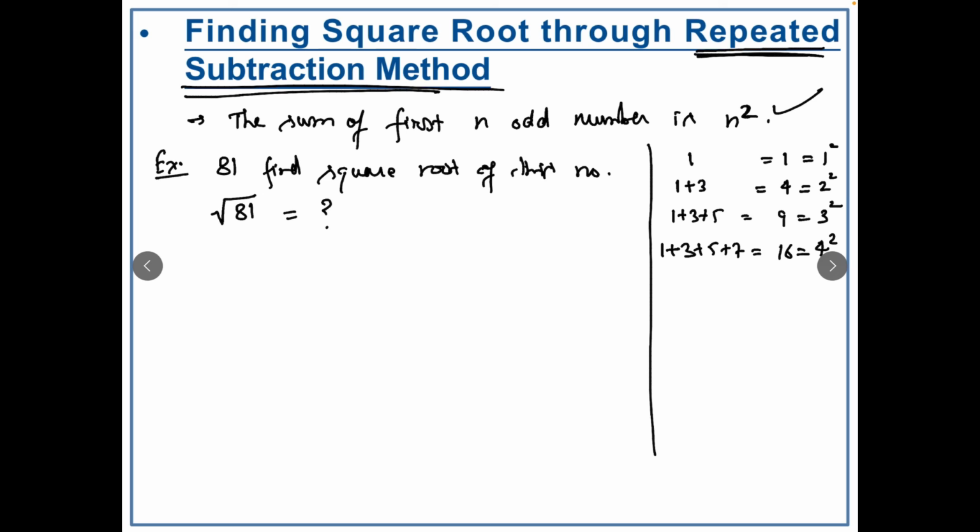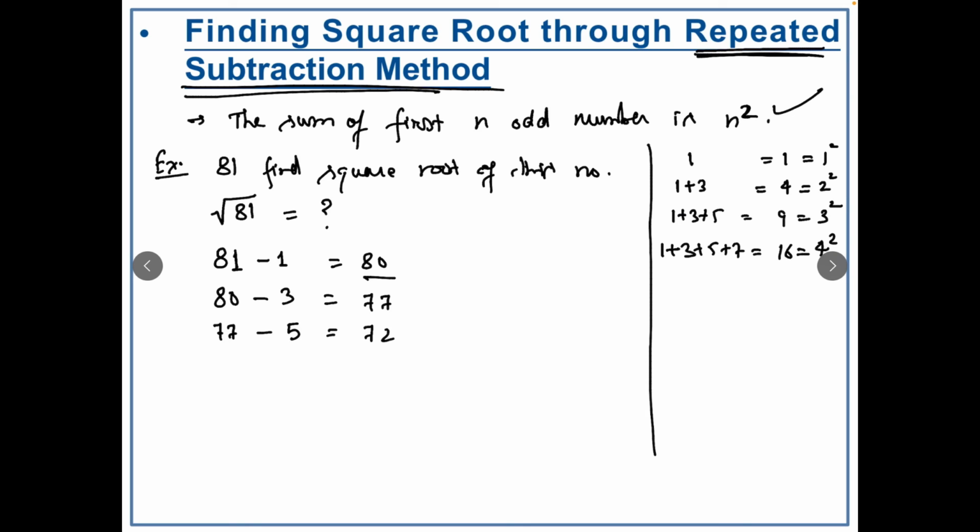Okay, so we'll write this number, which is 81. We'll subtract the first odd natural number from it. The first odd natural number is 1. So 81 minus 1 is equal to 80. Then we'll take down this number here and subtract the next odd number, that is after 1 we have 3. So 80 minus 3 is 77. Now we'll write this 77 here and subtract the next odd number, which is 5. So 77 minus 5 is 72.